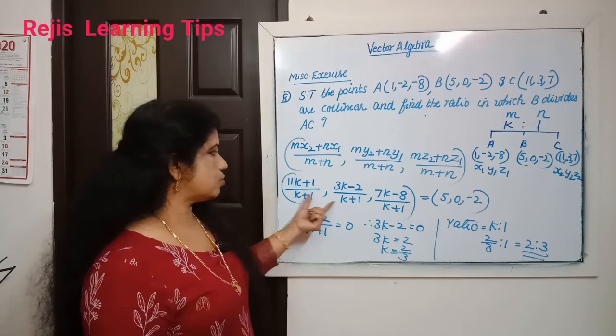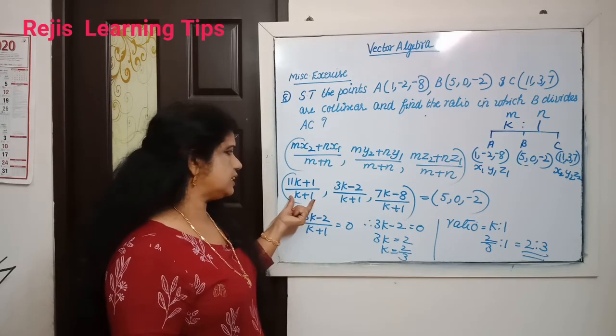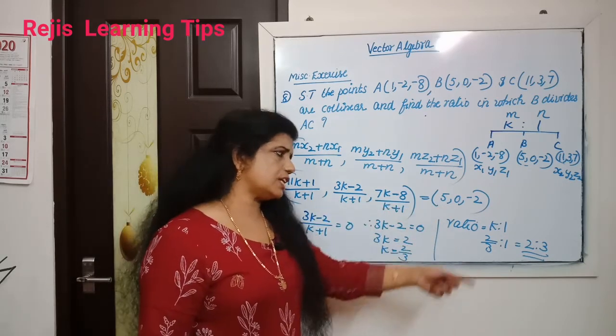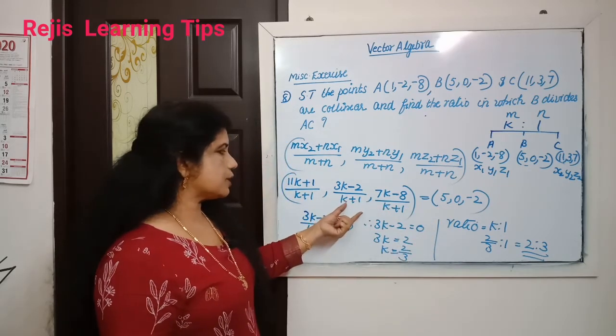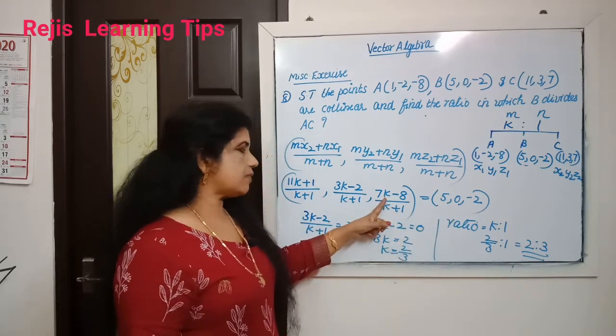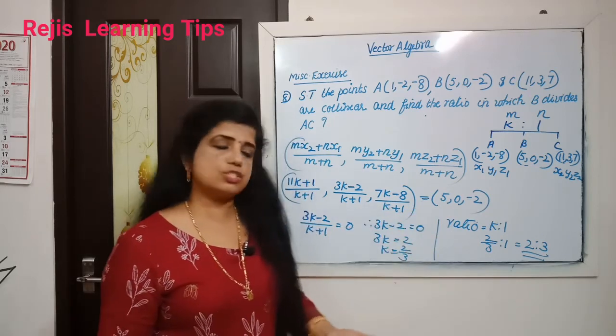Then we have to substitute the values. Then we have to equate this. If we equate (11k plus 1) divided by (k plus 1) is equal to 5, then also you will get 2 is to 3. And (3k minus 2) divided by (k plus 1) is equal to 0, then also you will get 2 is to 3. And (7k minus 8) divided by (k plus 1) is equal to minus 2, then also you will get 2 is to 3.